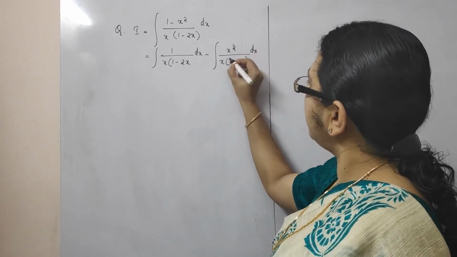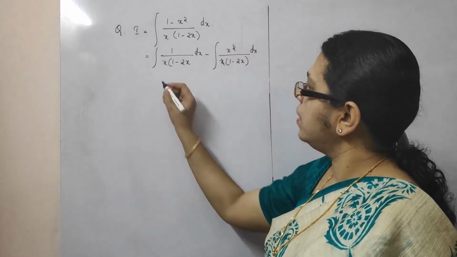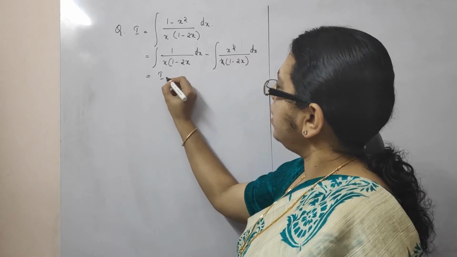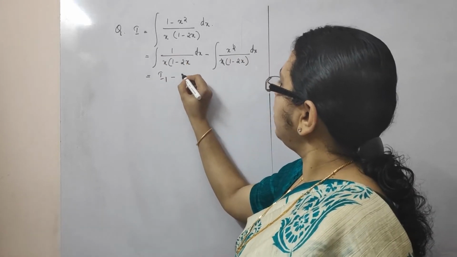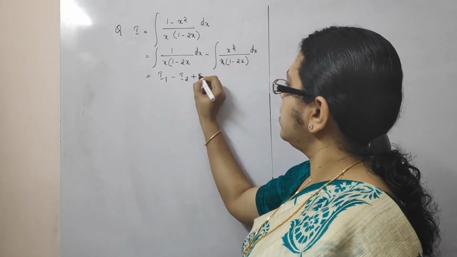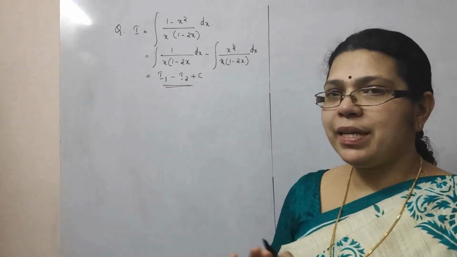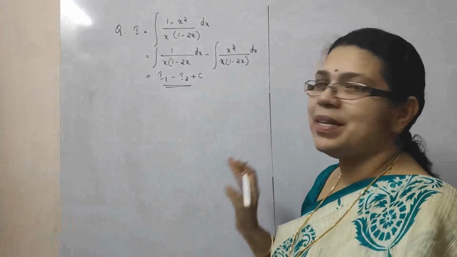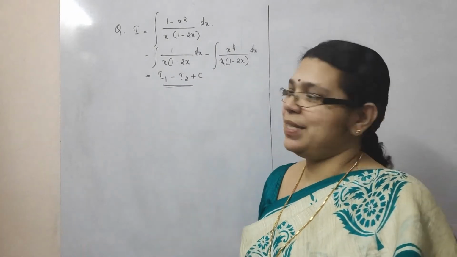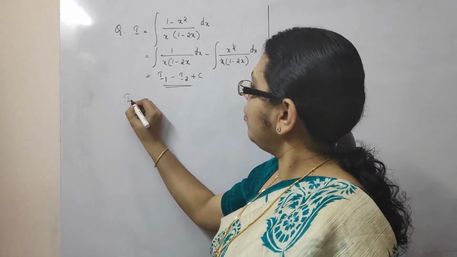Now if you look at it, one of the x can be cancelled here. So this gives me the integral of I as I1 minus I2 plus c. Now I need to integrate I1 and I2. Never mind, the integration is not over with writing I1 minus I2; we need to integrate it. So looking at I1.